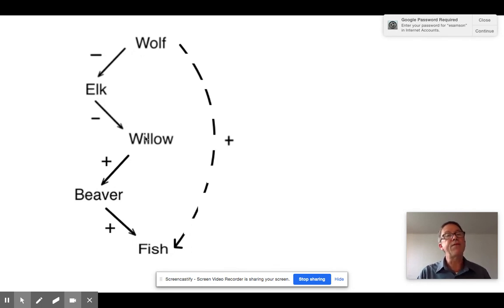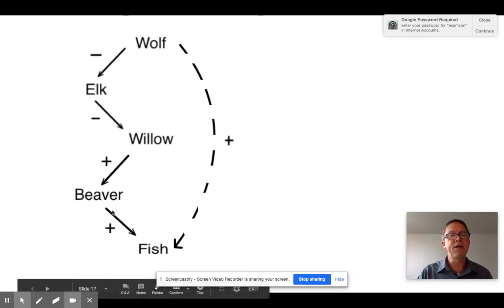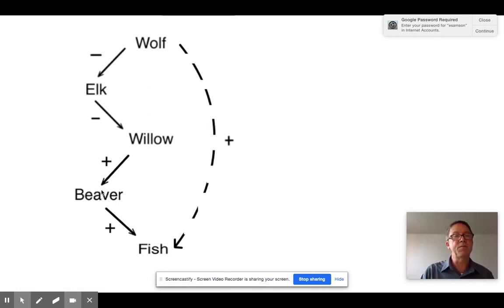Now, willows have a direct positive effect on beavers, because the more willow trees there are, the more beavers you can have building dams. And the more beavers you have, the more fish you can have. So these are positive effects. More beavers make more dams, which makes more fish. More willows means more material for building dams, so this engineered keystone species can build their habitat. So now let's just see what happens here.